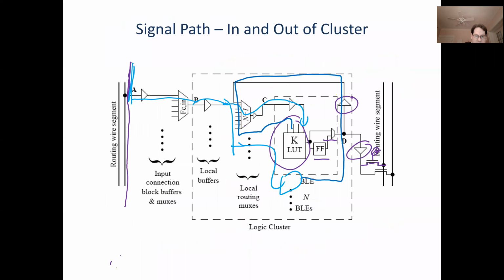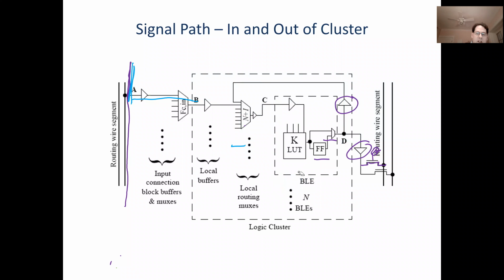Actually, I see a question from Monty of does the delay change? We'll go back here and let's see if I can erase some of this. So your question is, does the delay change if an input is used in more than one LUT? Not very much at all. The reason it doesn't change very much is these buffers. This architecture is pretty heavily buffered.